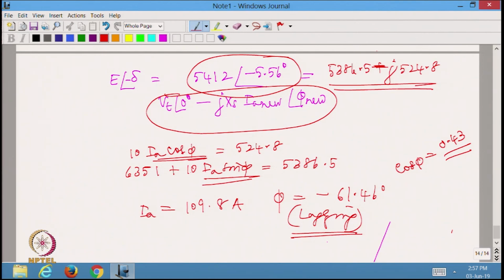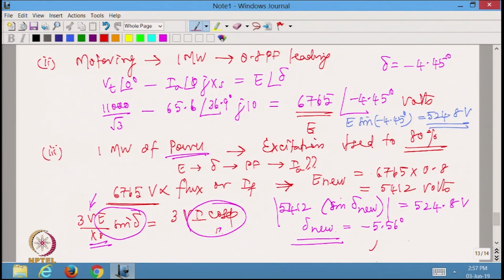This tells that this is under excited condition, whereas that was over excited condition. The original one we saw was over excited condition. So, this is indirectly showing how V or inverted V curve works.